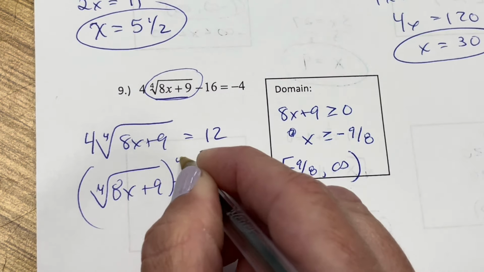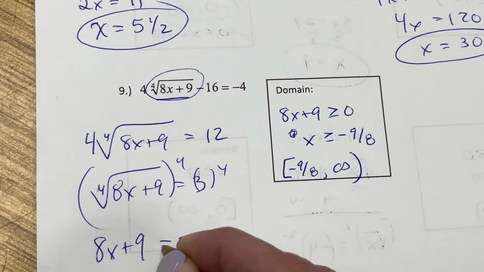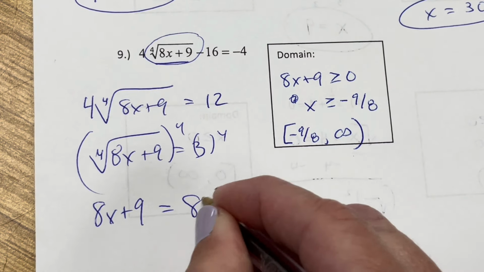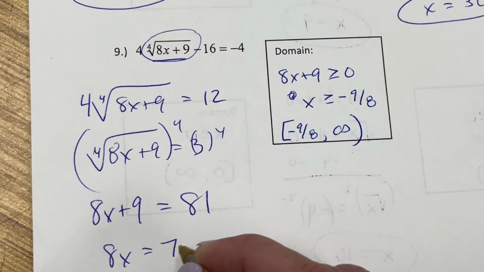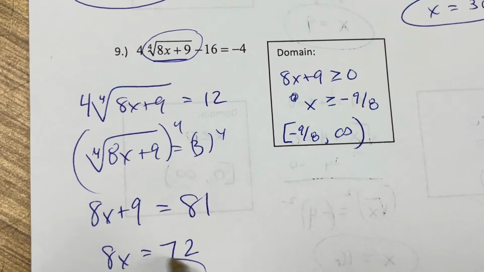And now I'm going to take both sides to the 4th. So I have 8x plus 9 out of the 4th root sign. 3 to the 4th is 81. Subtract 9 from both sides, 72. Divide both sides by 8, we get 9. Is that in the domain? Yup, so that's my answer.